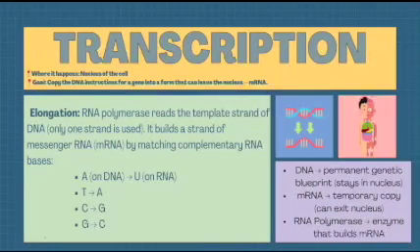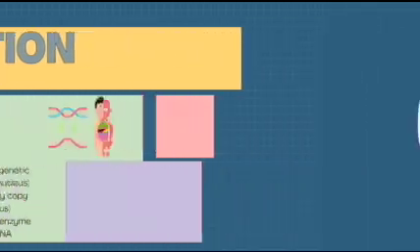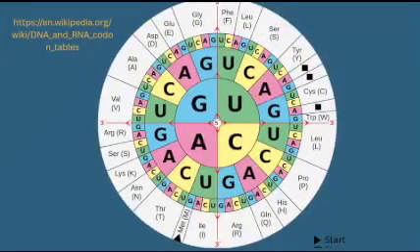Then we have the elongation stage. RNA polymerase reads that template strand of DNA. Only one strand is used, and it builds a strand of messenger RNA, which we call mRNA, by matching complementary RNA bases. We have A on a DNA strand and U on an RNA strand. Then we have T to A, C to G, and G to C. Here is a codon wheel. It is a tool used to figure out amino acids and what is coded by a set of 3 RNA bases called a codon.